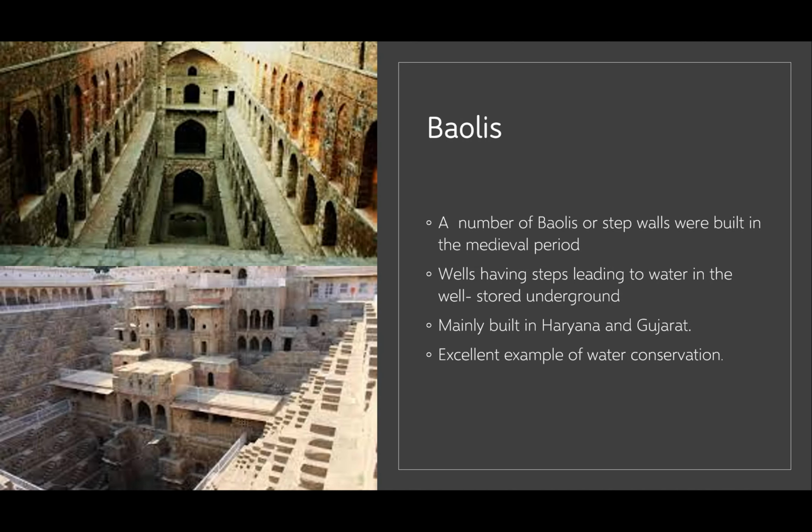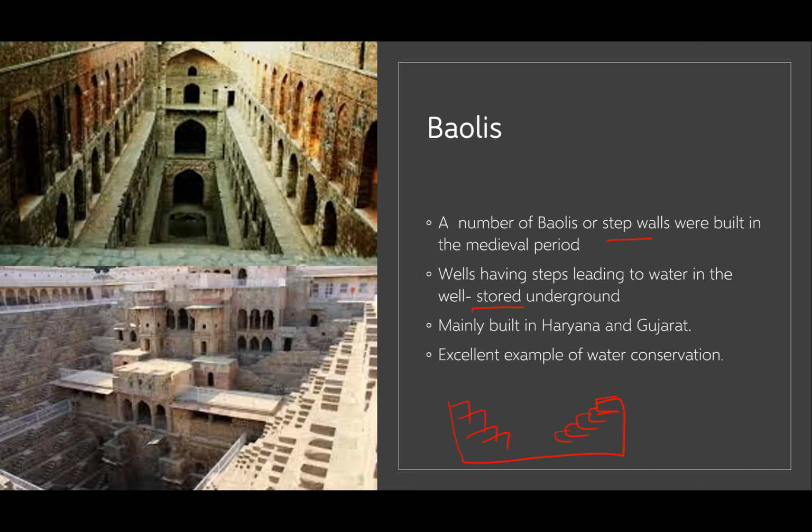Okay, now comes Baolis. Now, what is a Baoli? Actually, a Baoli is an example of water conservation. It has these steep steps here, right? Baoli would be something like this, and you also have stairs here, right? So some kind of stairs like this. So Baoli was like a steep well. They were built in the medieval period. Wells having steep steps leading to water stored underground.